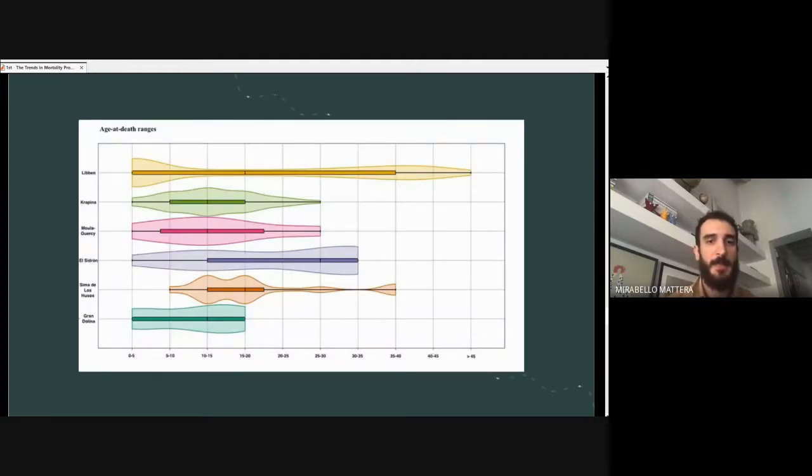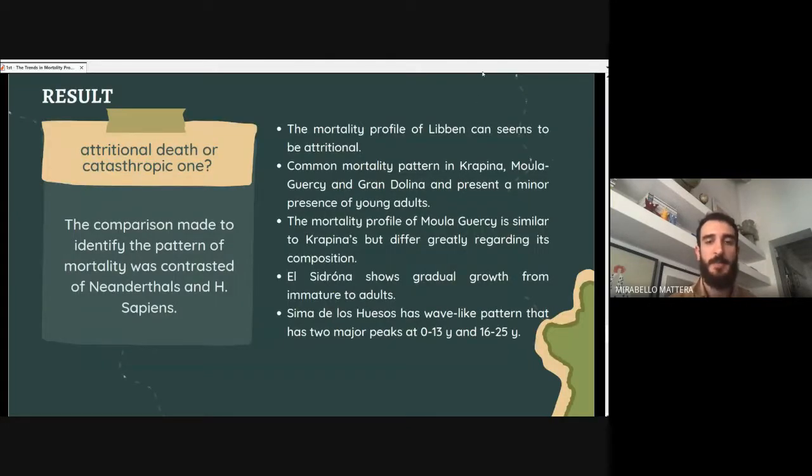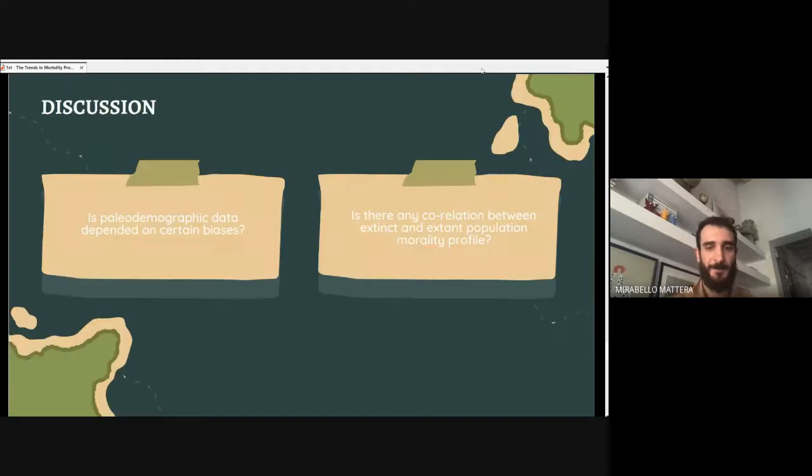Okay, and we can see that the second graph is really similar to the first. We can see better the attritional model for Liben and less for the Paleolithic sites. So okay, next slide. And this is just a synthesis of what I said before, and now we can talk about the conclusion and discussion. Thank you.